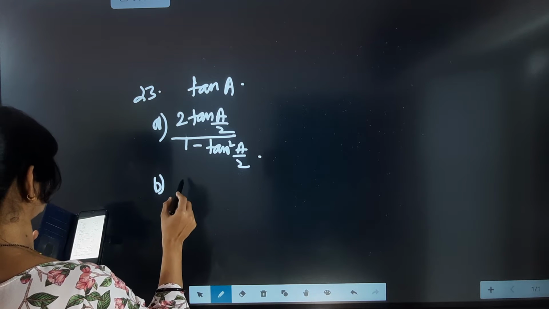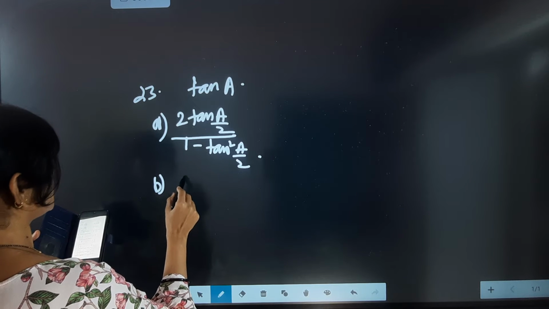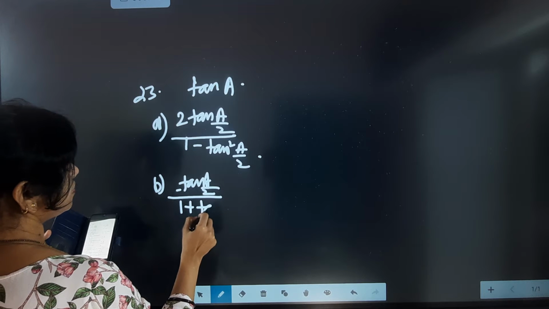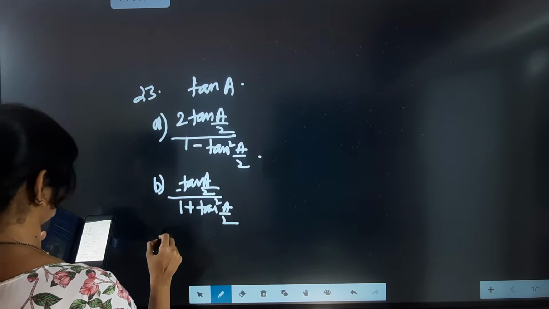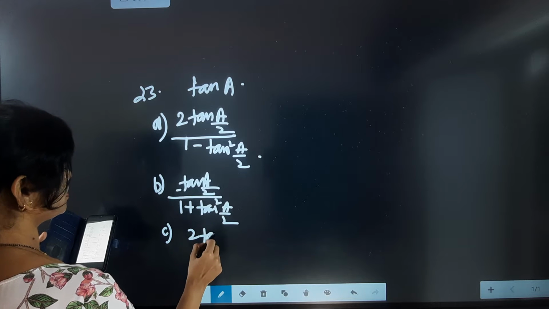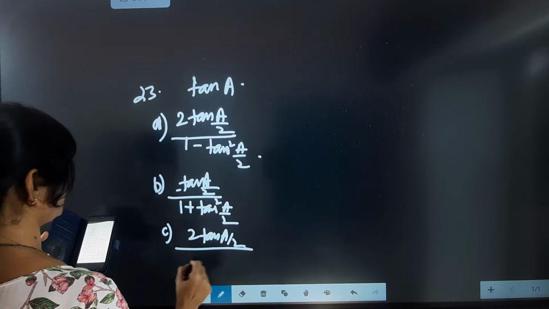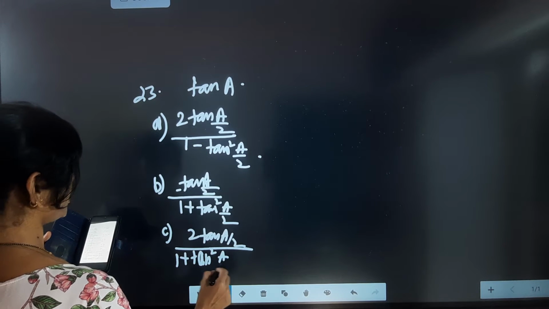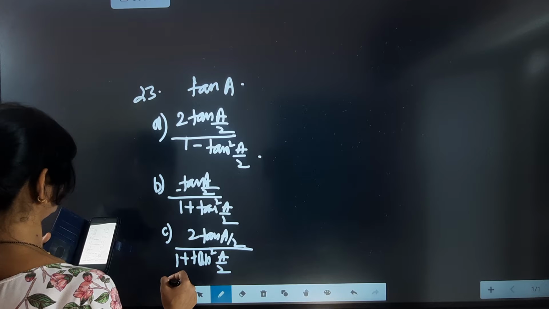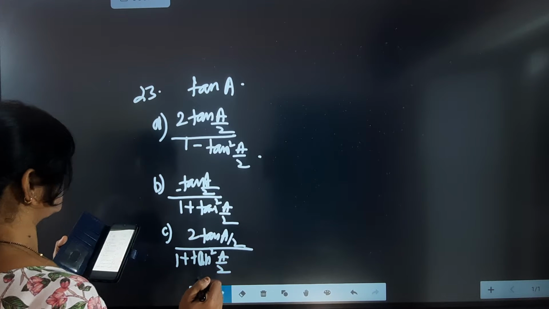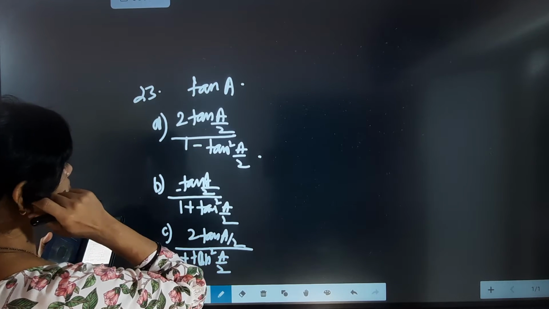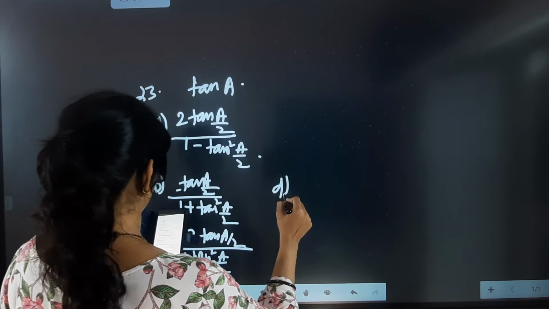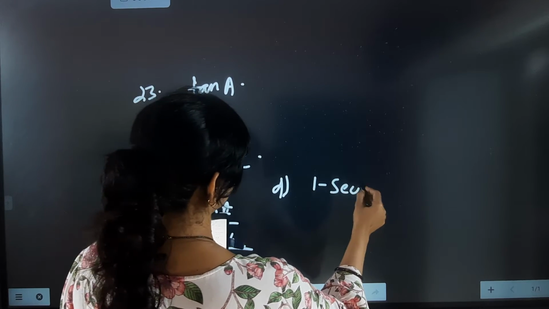B option, tan A by 2 by 1 plus tan square A by 2. C option, 2 tan A by 2 by 1 plus tan square A by 2. Okay. D option, 1 minus secant square A.